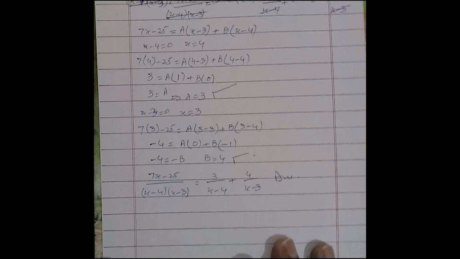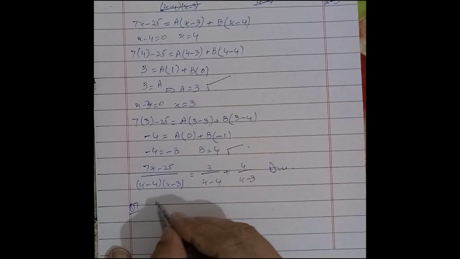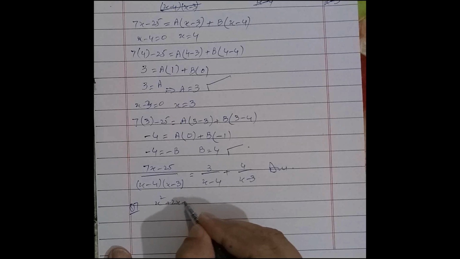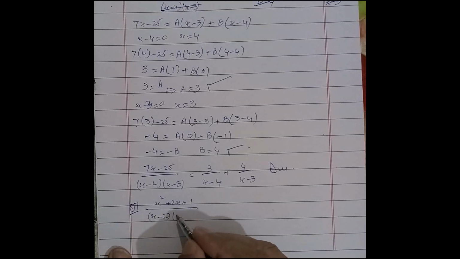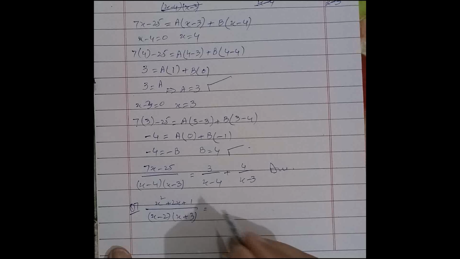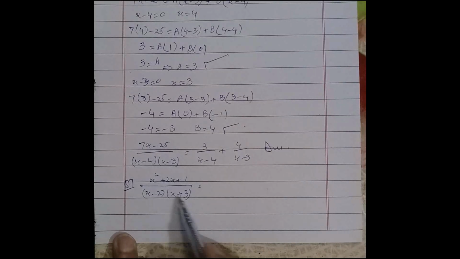Now we start question 7, in which (x square plus 2x plus 1) over (x minus 2)(x plus 3). In this question, when we multiply these two denominators, x multiplied by x, we get x square, and the numerator is also x square plus 2x plus 1. So it is an improper fraction, and we first convert the improper to proper and then solve it.